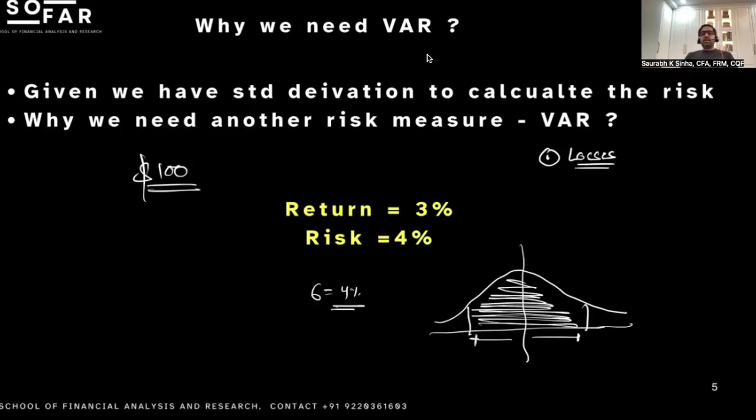Exactly. I'm not sure if it's exactly 84% or not, but it is going to be near about 84%, approximately. Yeah, that's correct. So that is an inbuilt assumption in the calculation: one standard deviation away from the mean when you're saying risk is 4%. Because it means you're multiplying this 4% with one standard deviation, not 2.5 standard deviations or 1.96 standard deviations.